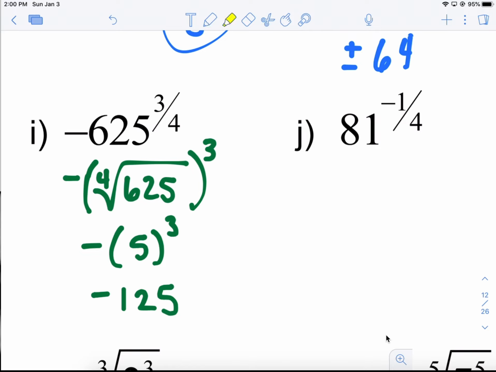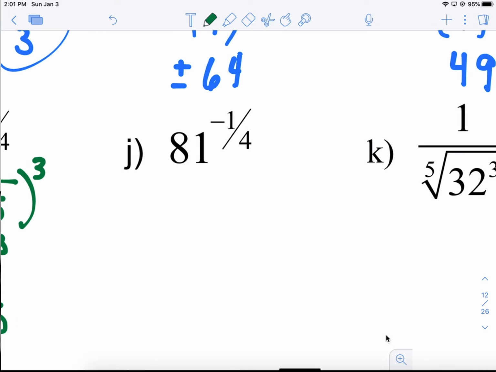Want to do a quick reminder? This is an even index, which means that even though there's a negative on the outside, it's still going to be plus or minus. Even if I negated that, it would still kind of look like a minus or plus. It's not changing, okay? Still plus or minus 125.